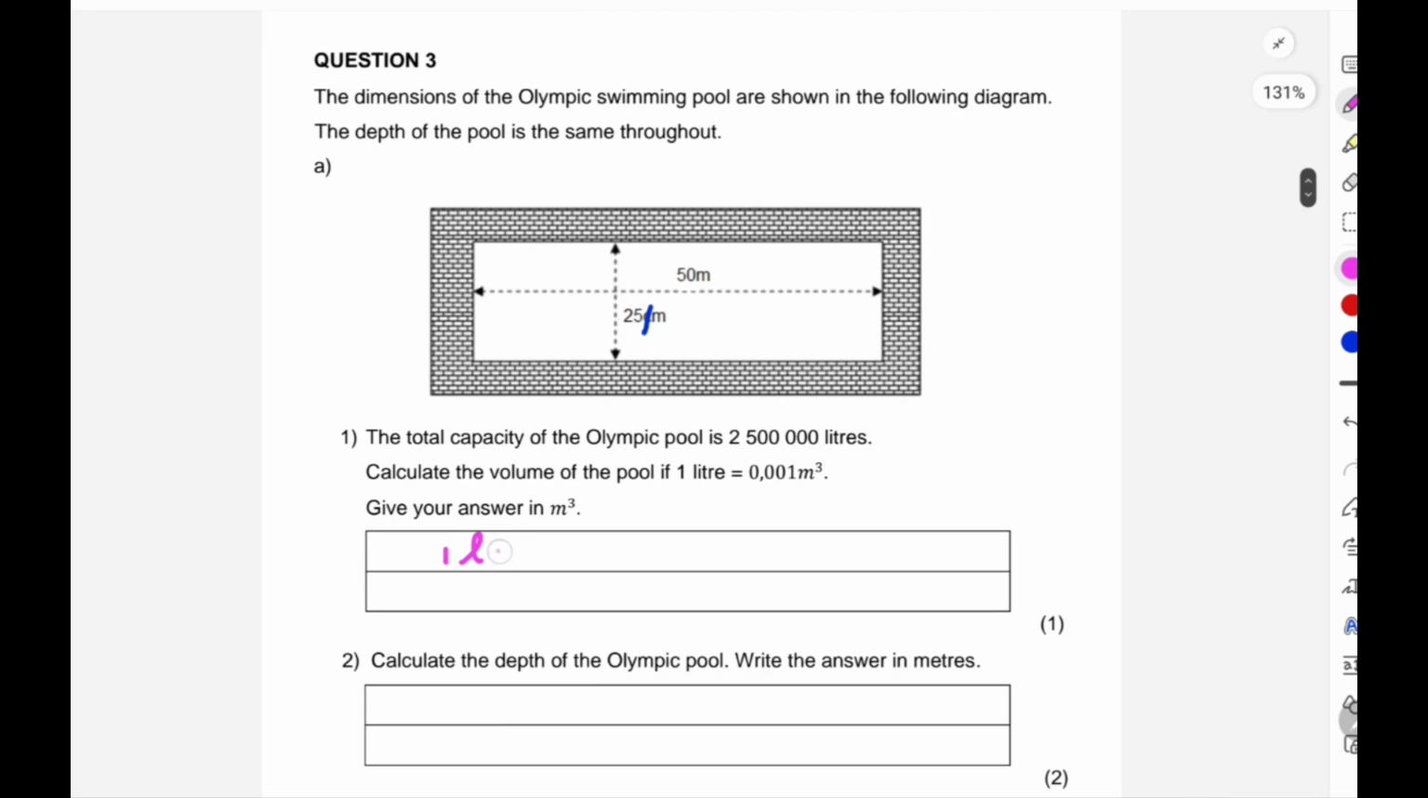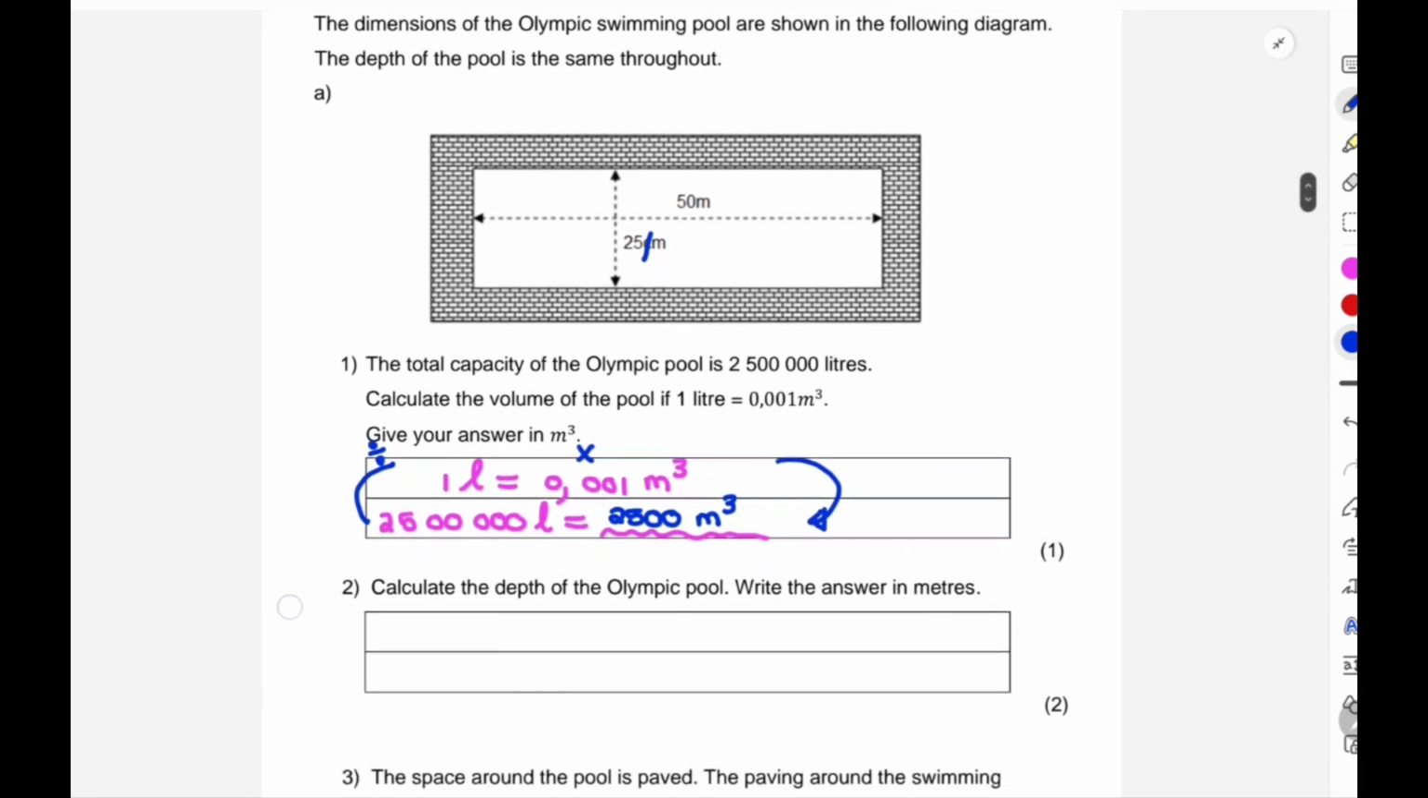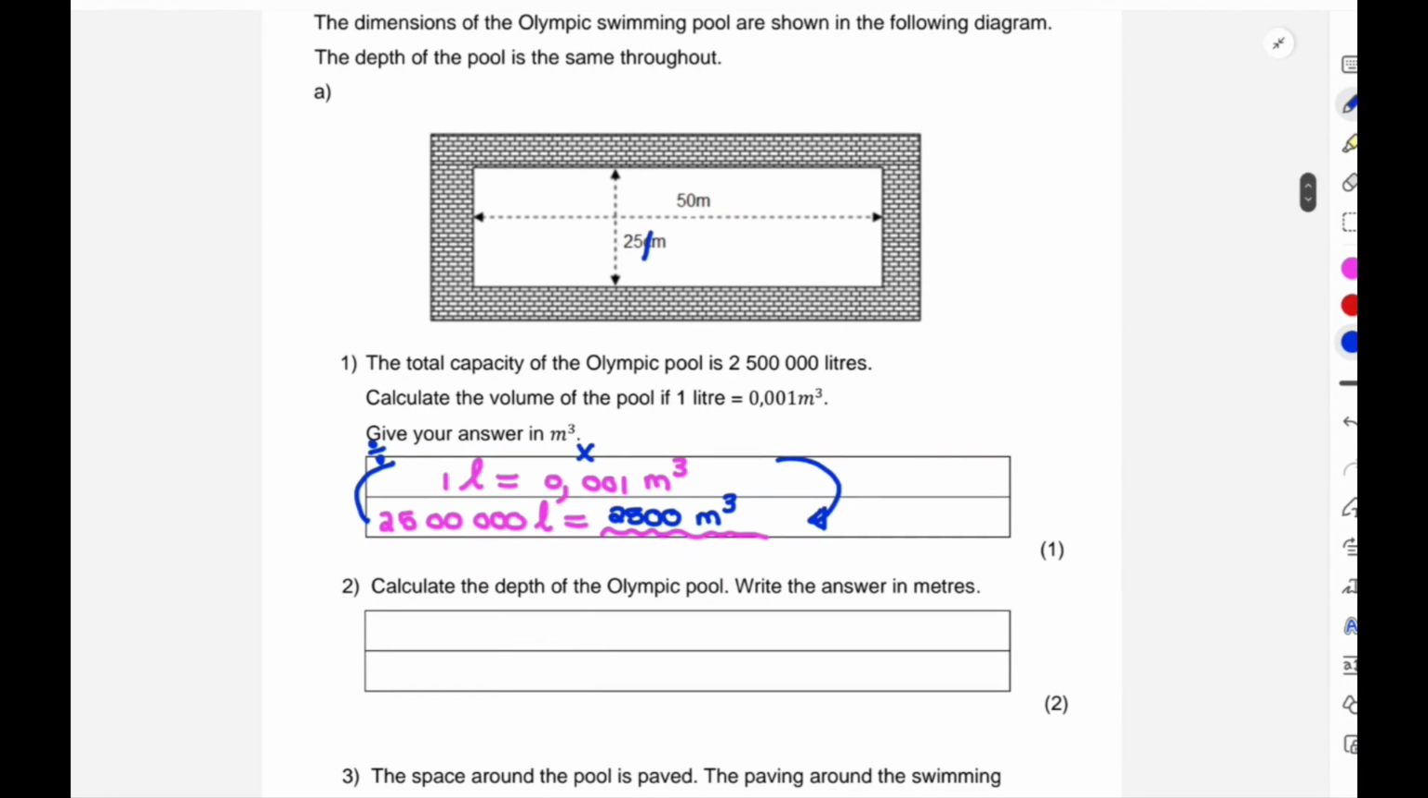Okay, so we're going to write down, if you know the pirate method, 1 liter is equal to 0.001 meters cubed. And we don't have 1 liter. This pool is the size of an Olympic size swimming pool, so it's got lots of liters. And if you know the pirate method, you write down what you have, write down what you want, and then divide up times down. So you take that answer, you divide up times down, and you've got 2,500 meters cubed.